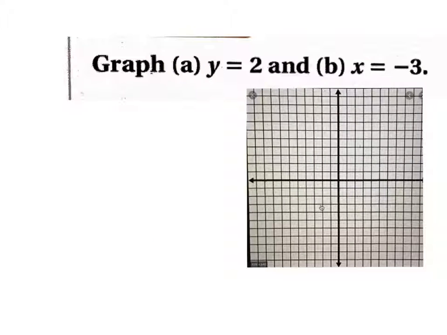Okay, last one here. The first one, y equals 2. The way I do these is I think, okay, it has to cross the y-axis at 2. And because y equals, that means it's horizontal, so it's going to be a horizontal line right across y equals 2. The second one, x equals -3, tells me it's got to cross the x-axis at -3, which means it's got to be vertical. It's going to go right through -3, just like that. And that's it. So 3 types of ways to graph today.